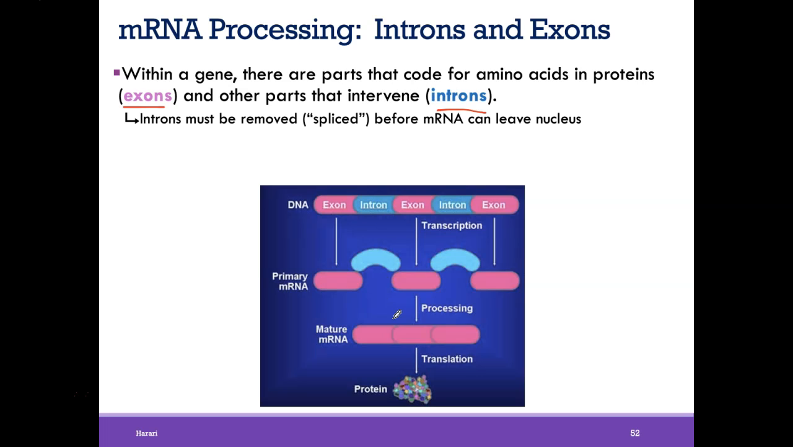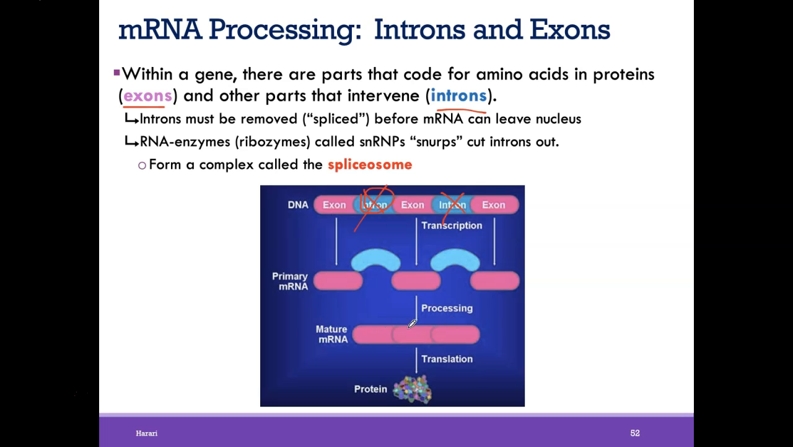So introns must be removed before the mRNA can leave the nucleus. This is called splicing. So what happens is all these introns are cut out. This is done by a special RNA enzyme called SNRPs. They cut the introns out and they seal only the exons together. So the mature mRNA should have only exons, no intervening introns.